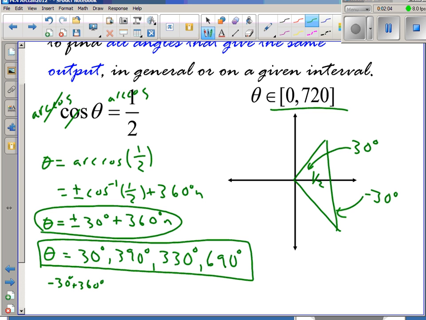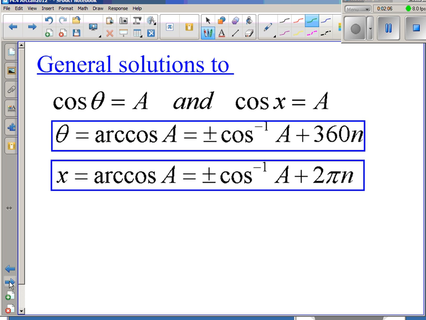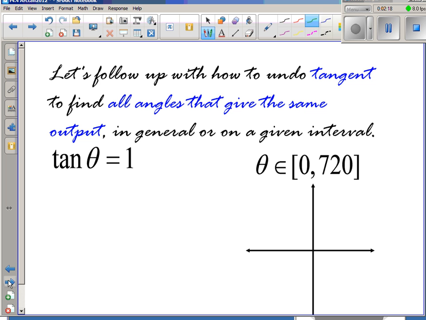That's just a reminder. And out of this is where we got this plus or minus inverse cos stuff. And if we're in radian mode, remember that a cycle takes 2 pi, not 360. So let's look at tangent here.